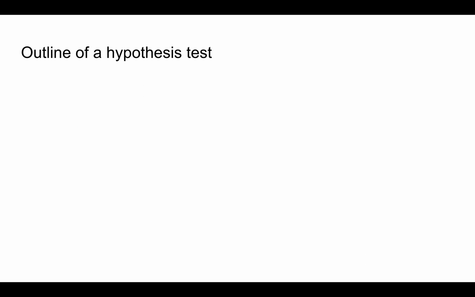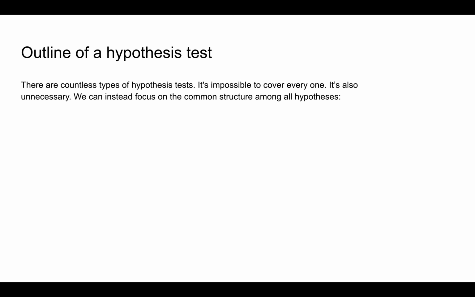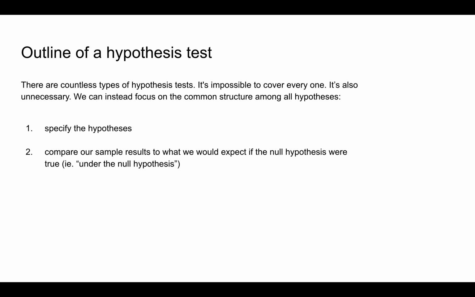Alternatively, we could answer our inferential question about the relationship between bike ridership and temperature using a formal hypothesis test. Now, there are countless types of hypothesis tests. It's impossible to cover every one in this course. It's also quite unnecessary. We'll instead focus on the common structure among all hypothesis tests. Doing so will allow us to generalize these concepts to any hypothesis test, both those within and beyond this course. This common structure consists of 3 steps.